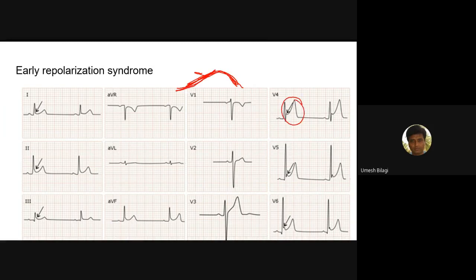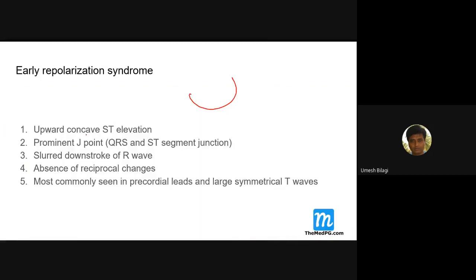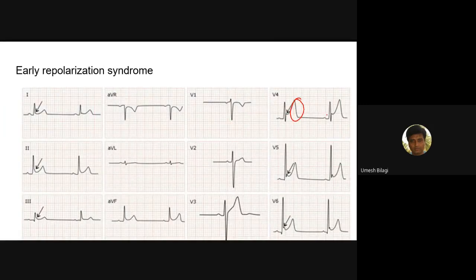With respect to early repolarization syndrome, it is symmetrical tall T waves. This slanting part becomes more like the distal part. It becomes more symmetrical. So there is an upward prominent concave ST, and the J point. J point means, hold on, I'll show what the J point is. This is the J point: the junction of the ST segment with the QRS complex. The arrow you can see here is the J point.